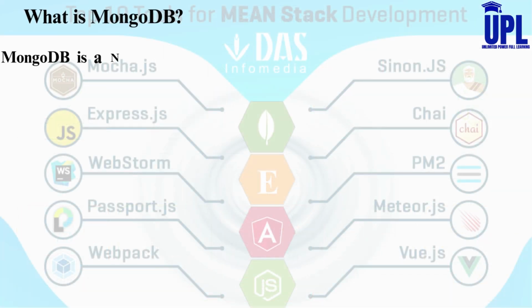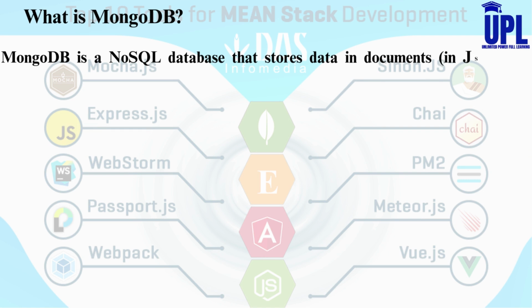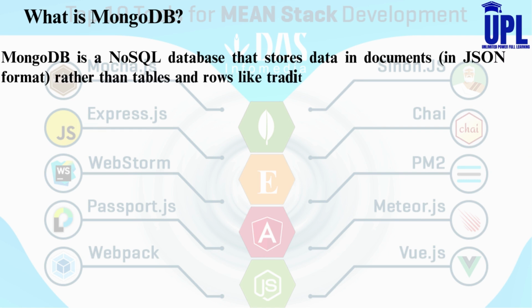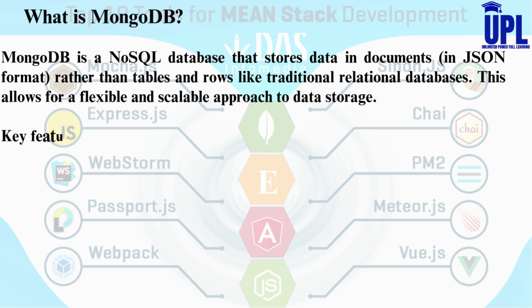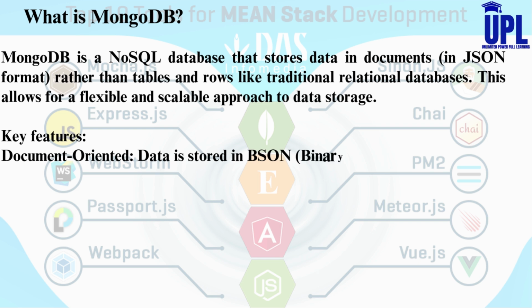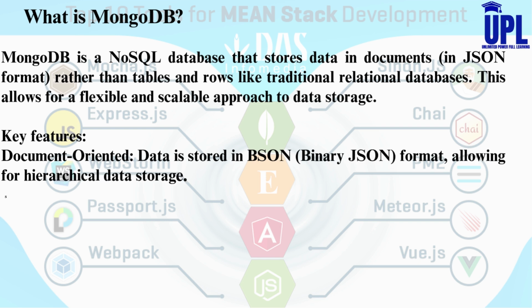What is MongoDB? MongoDB is a NoSQL database that stores data in documents, in JSON format, rather than tables and rows like traditional relational databases. This allows for a flexible and scalable approach to data storage. Key features: document-oriented, data is stored in BSON, binary JSON, format, allowing for hierarchical data storage.